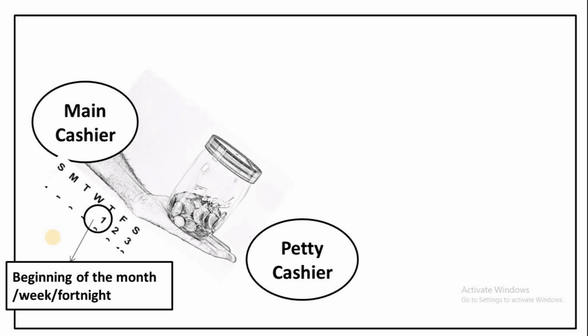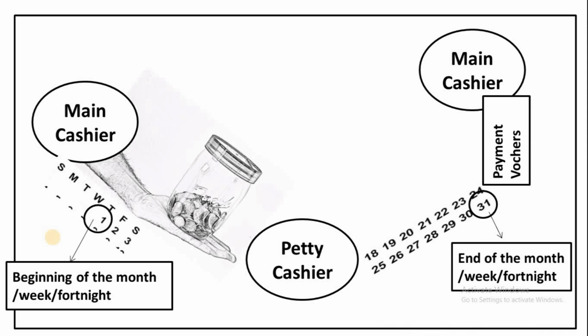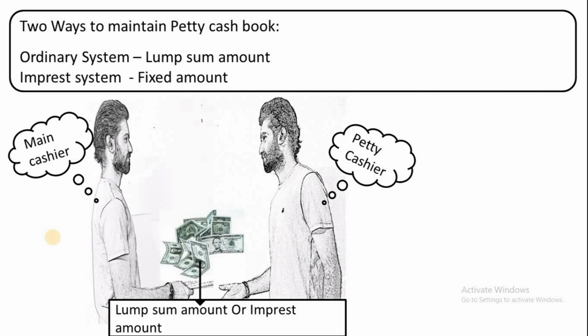If the petty expenses are less, then the main cashier may give the amount to petty cashier monthly once. If there are more expenses, then he would give weekly once, so that it will be easy for the petty cashier to submit the vouchers to the main cashier for these petty expenses. And also it will be easy for the main cashier to reconcile the entries for the given vouchers. Petty cash book can be maintained in two ways. One is ordinary system and the second one is Imprest system.